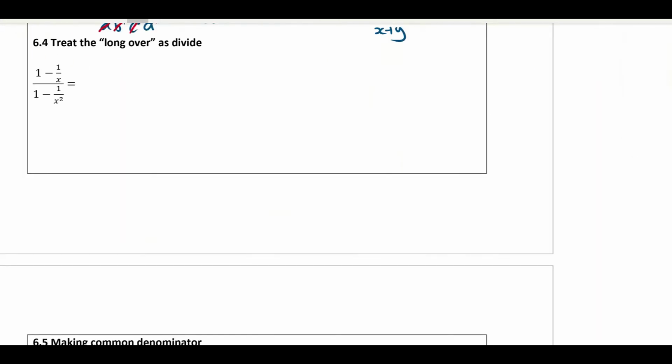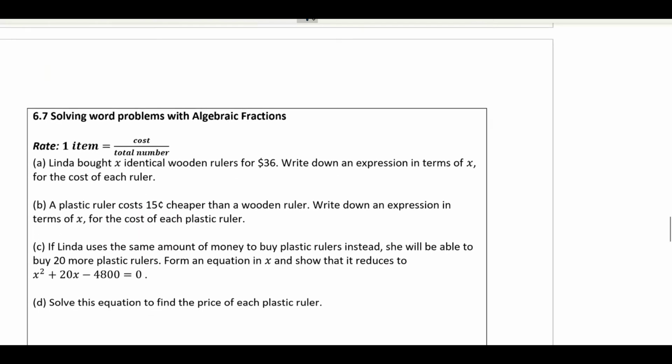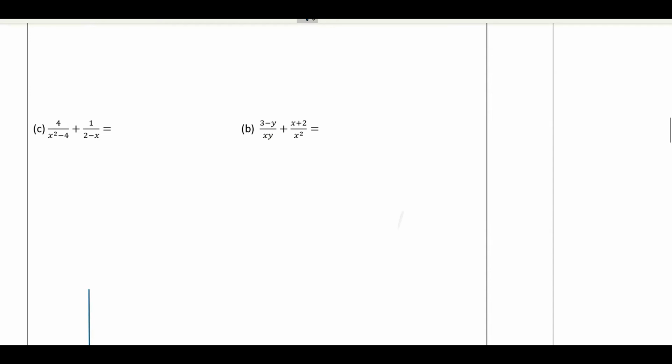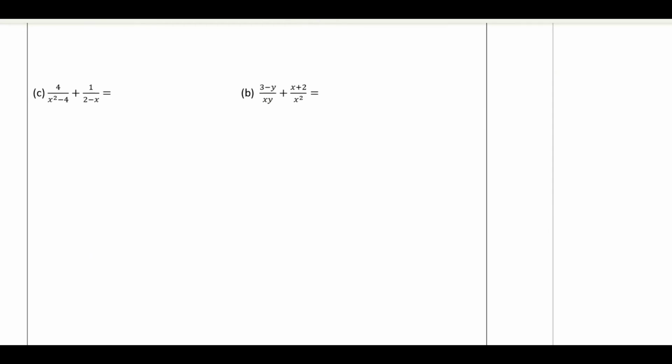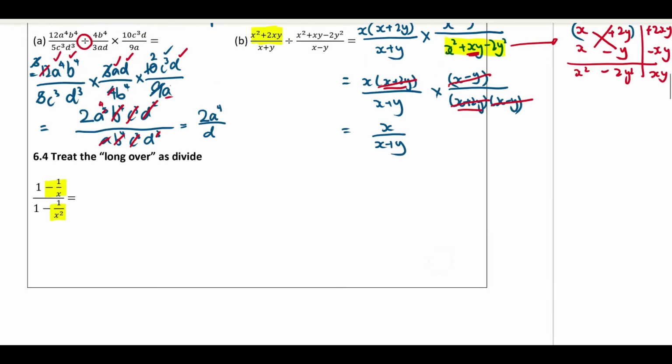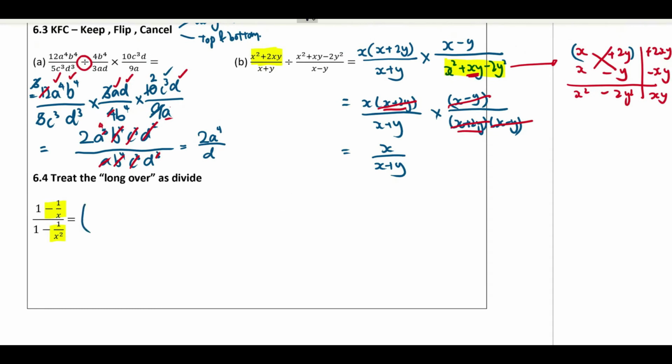Okay, next, treating the long over as a divide. When you see a fraction over another fraction, this is a fraction, this is a fraction, then there's a long over here. The long over is called a divide sign. So what you need to do is to, sorry again, okay, this is 1 minus 1 over x.